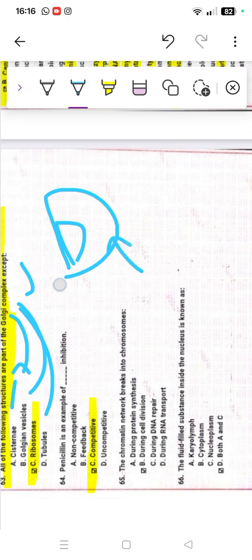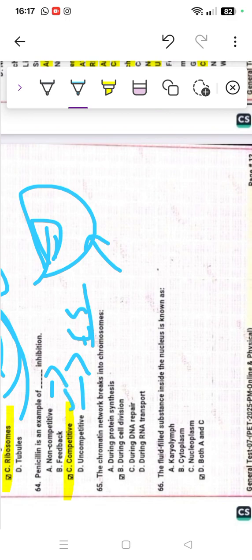Penicillin is an example of competitive inhibition. Learn this. It gets attached to the active site. Non-competitive means attaching to the allosteric site. Uncompetitive means attaching to the ES complex only. So it is competitive. The chromatin network breaks down into chromosomes during cell division.